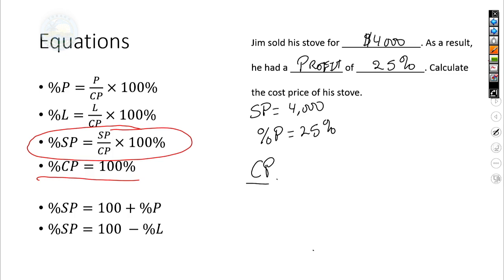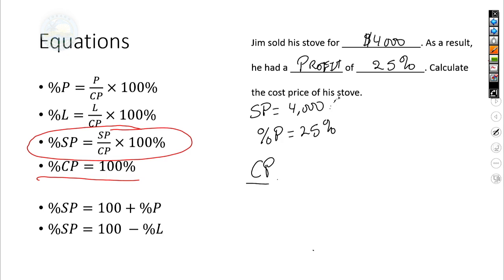No, we don't. I know some of us are thinking, well, all I had to do is just multiply 25% of 4,000 and get 1,000 and take it away and get 3,000. But no, that's not correct. And why is that not correct? Because this is not the cost price. This is the selling price.